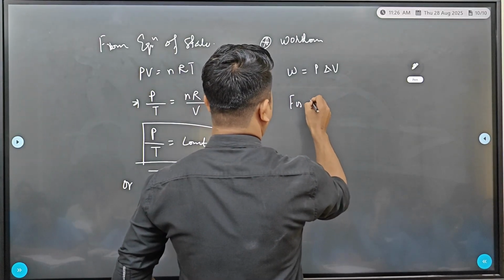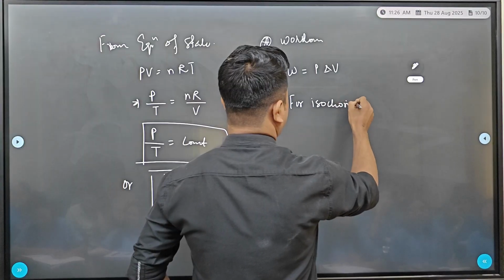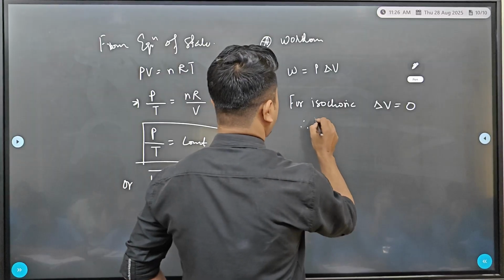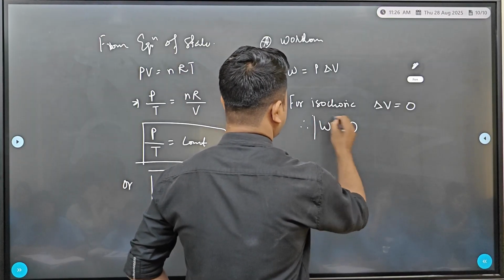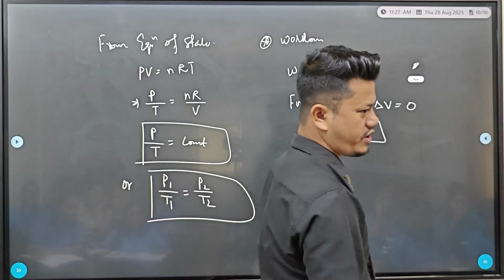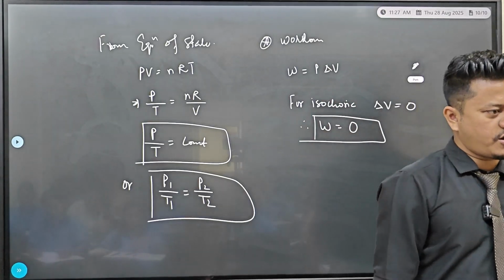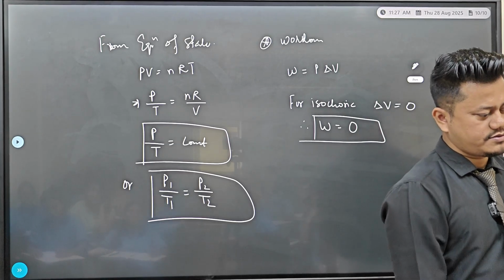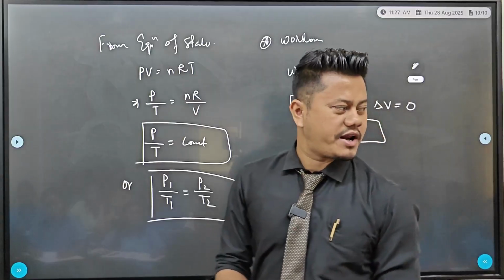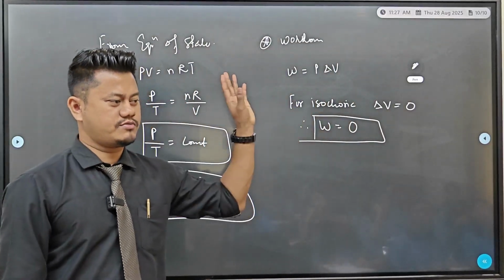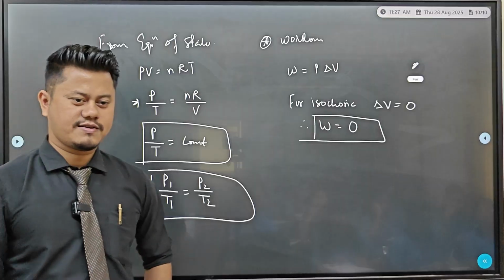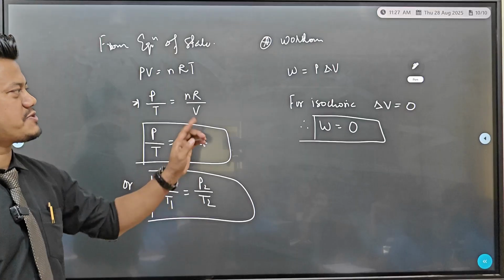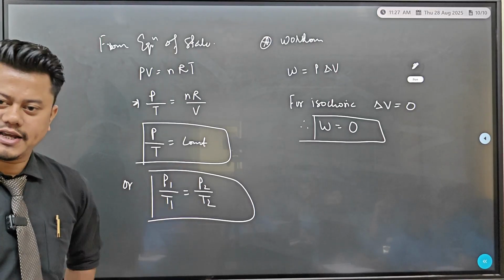Now, for isochoric, the volume remains constant, which means the change in volume needs to be 0. Therefore, please keep in mind, work done is always 0 in case of isochoric. I'll also give the PV indicator diagram. I forgot to give you the PV indicator diagram of isobaric. No problem, I'll give it combined. For isochoric, del V equals 0, so work done must always be 0.